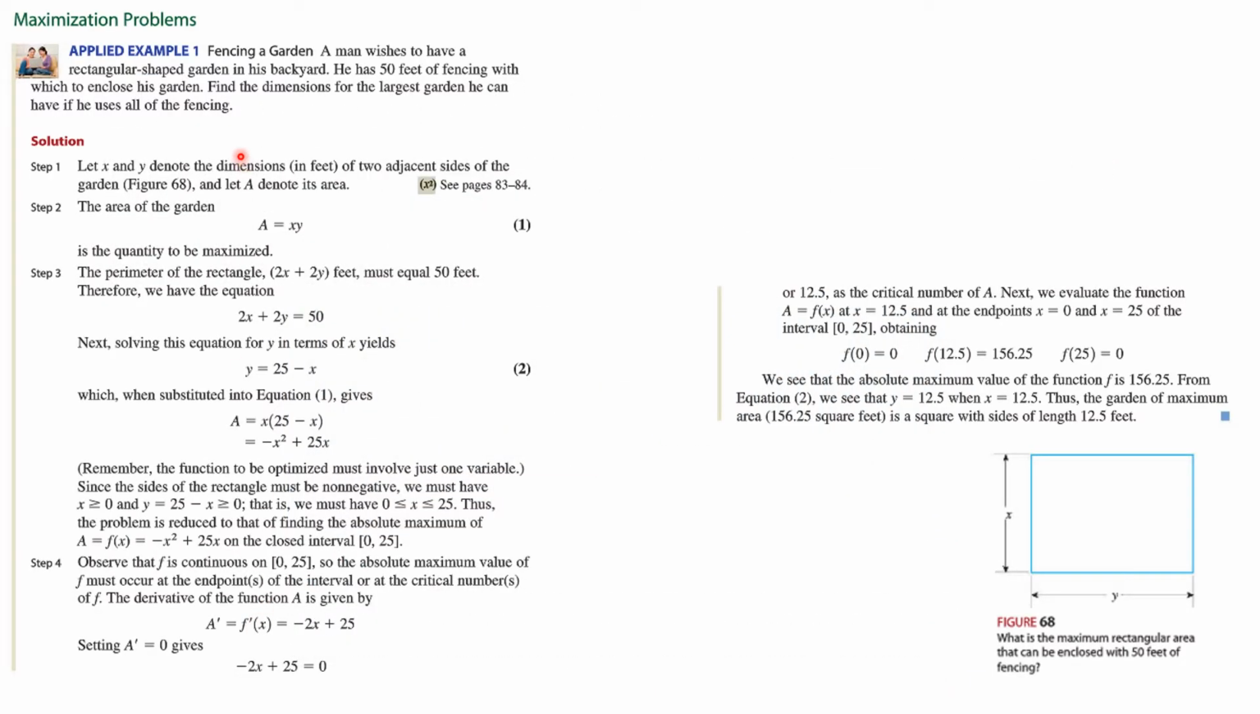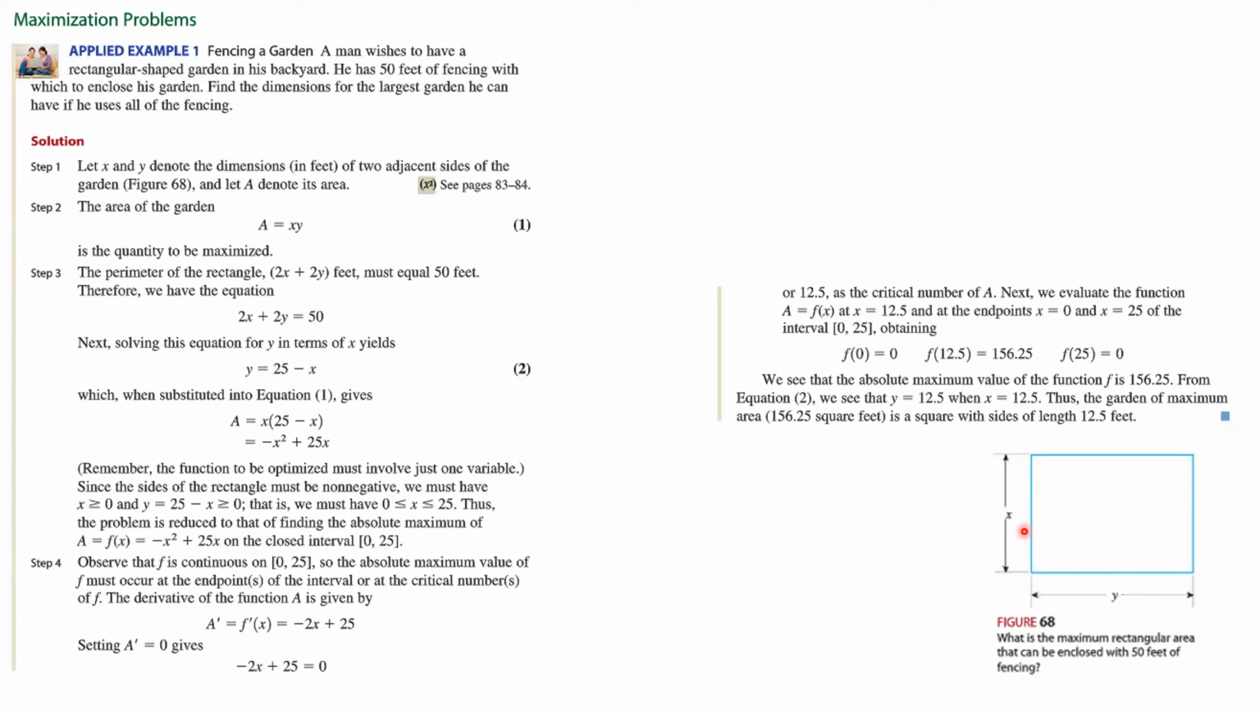Let's do some examples. They're worth 1,000 words. Example 1 is about fencing a garden. A man wishes to have a rectangular shaped garden in his backyard. He has 50 feet of fencing with which to enclose his garden. Describe the dimensions for the largest garden he can have if he uses all the fencing.